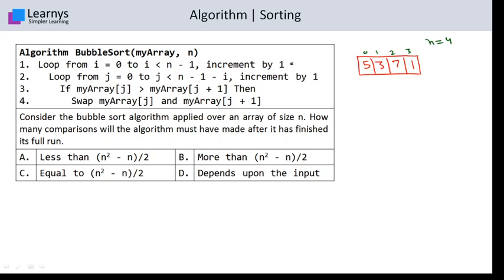As I already told you, the outer loop is used for the passes and the inner loop is used for the comparisons. The allowed values of i are 0, 1, 2, up to the last value, because it is less than n minus 1. So the last value of i will be n minus 2, and the total values of i are n minus 1. That's why, remember, if n elements are there, the maximum number of passes is n minus 1.